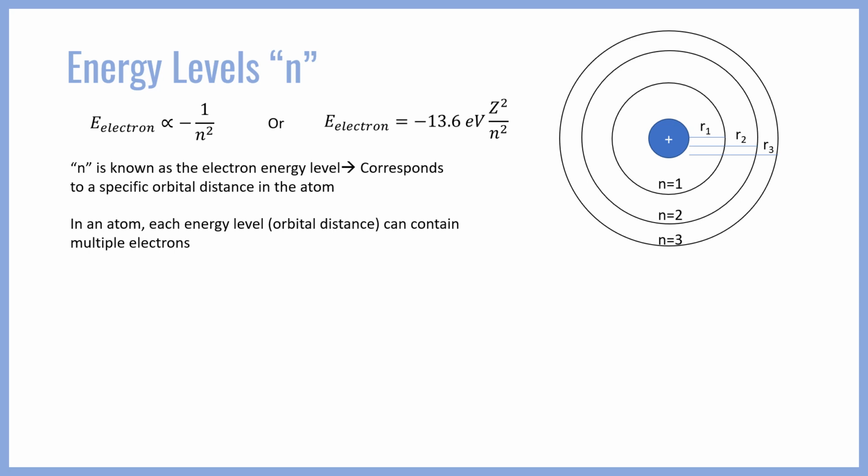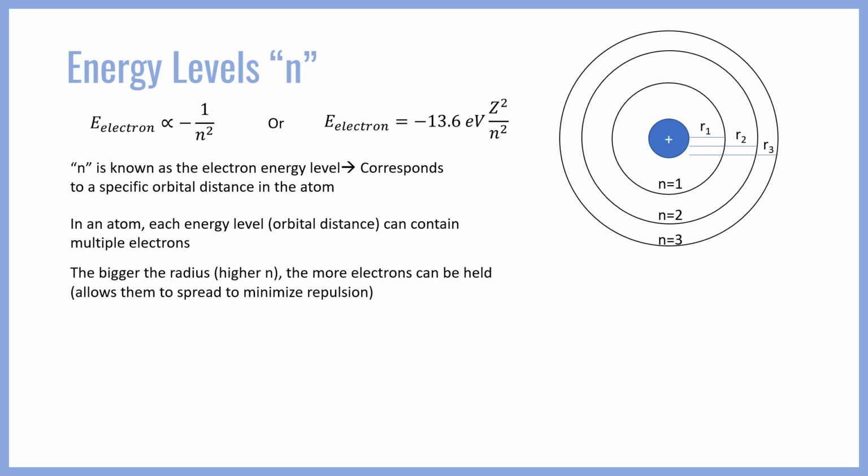Also, while a hydrogen atom only has one electron, in other elements, each energy level can actually contain multiple electrons, not just one. The fact of the matter is that as the energy level, or the n value, increases, the larger the sphere, the larger the radius of that energy level, the more electrons can be held there. The reason for that is that the more space is available, the further the electrons can spread apart, minimizing the repulsion of those negative particles, which lowers the energy state.